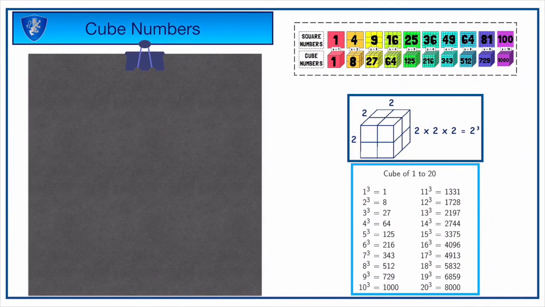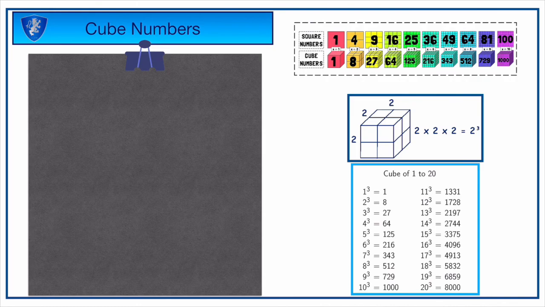Now, the next number is a cube number. A cube number is formed when a number is multiplied twice by itself, like 2 times 2 times 2. 2 times 2 is 4, times 2 is 8, and so 8 is a cube number. You can write this with a 3 at the top as an index. So 2 to the power 3 is 2 cubed.